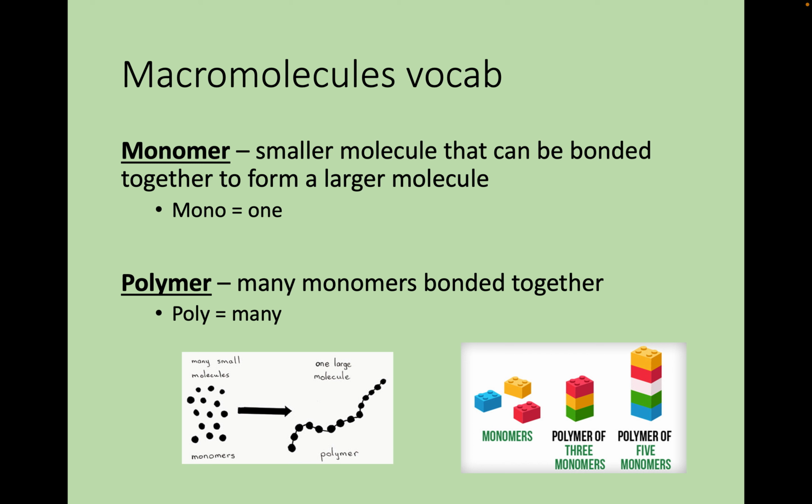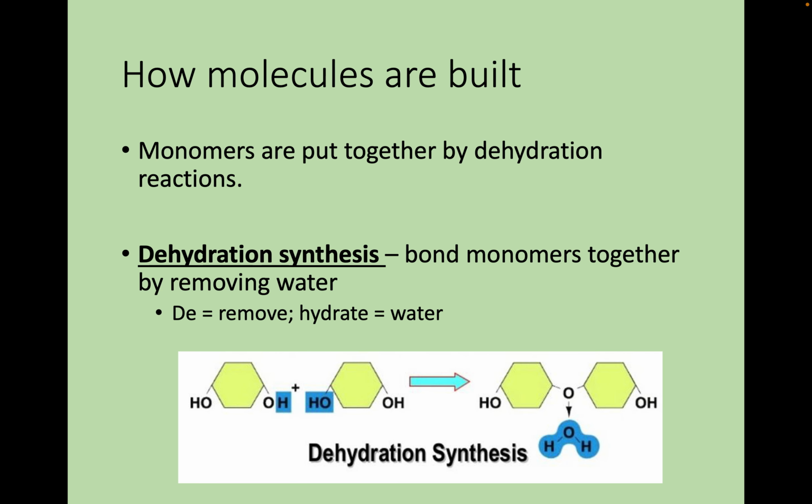Polymer is many monomers bonded together. Poly means many. So it'd be like many Legos put together. Either way, they're still sort of a complete molecule. So like one Lego brick is still a complete Lego brick. But you put a bunch of them together and you can make something bigger. Monomers, polymers.